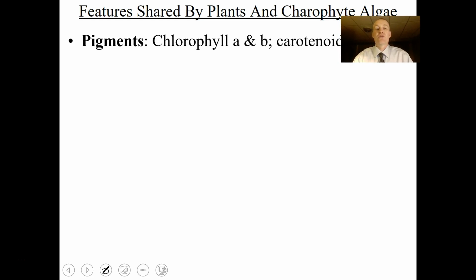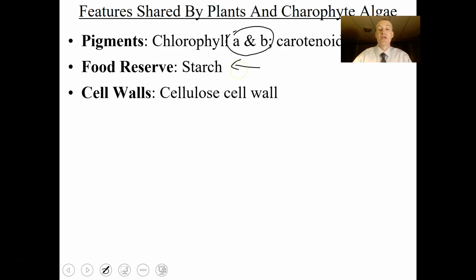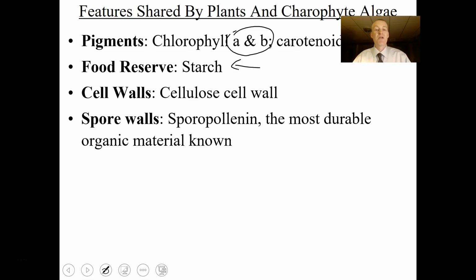One of the characteristics is that the pigments, that is the chlorophyll and carotenoids, are the same between plants and this algae. They do have chlorophyll A and B, and then they have various kinds of carotenoids that help them to undergo photosynthesis. Charophyte algae and plants both use starch as a reserve fuel source. So when they undergo photosynthesis, they store the starch inside of their bodies and use it as a fuel source for later on. They also have cell walls made of cellulose.